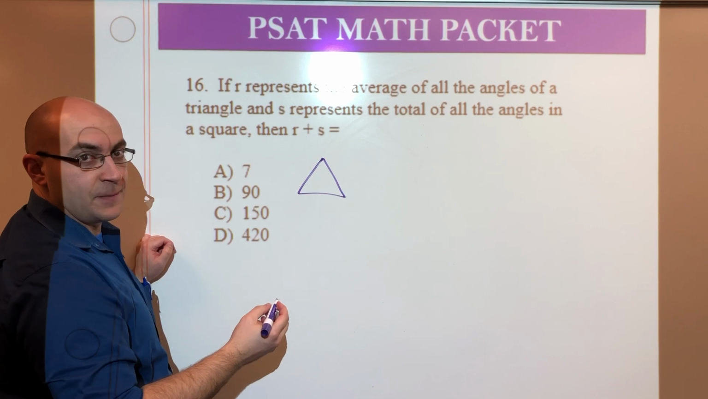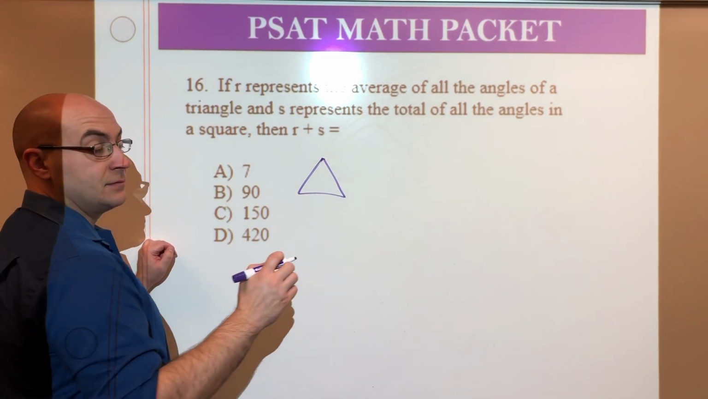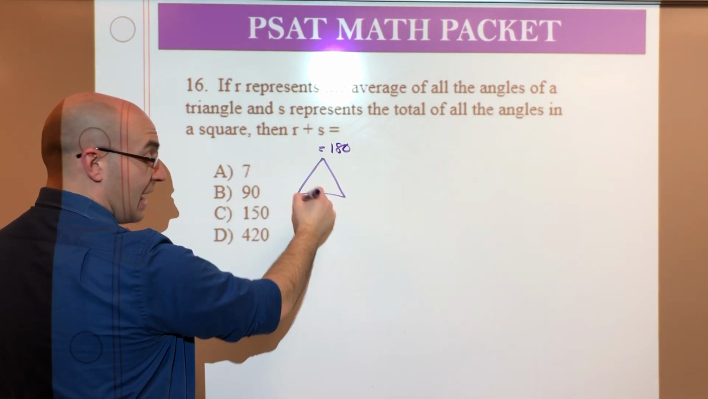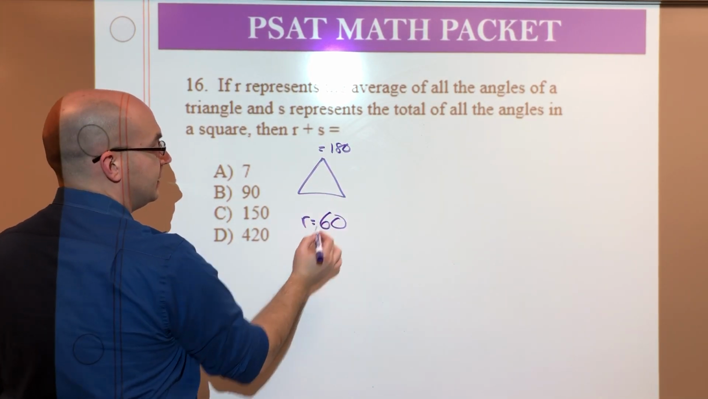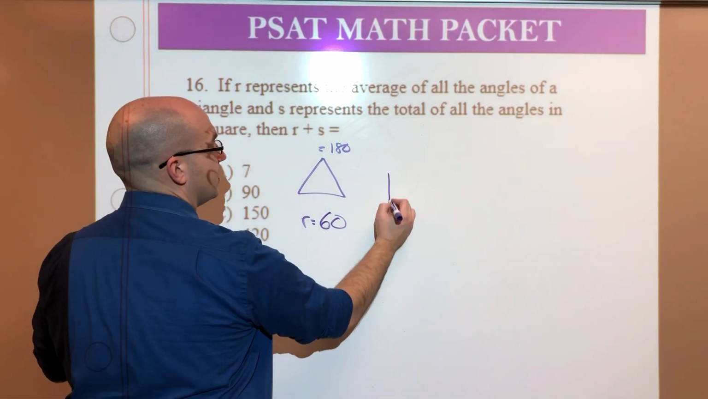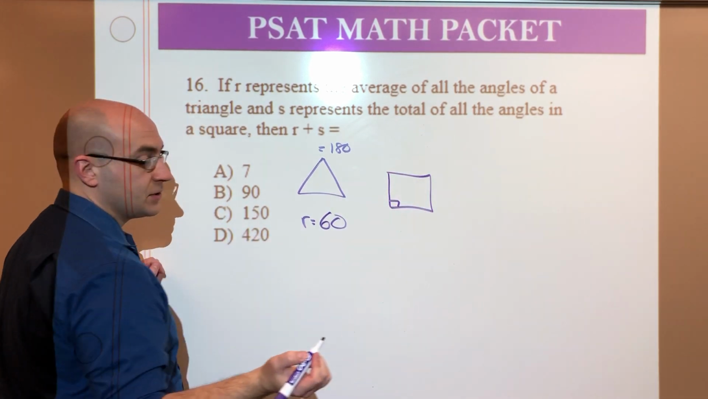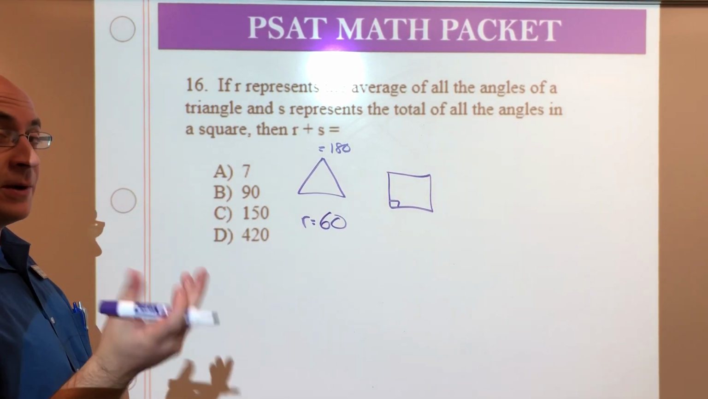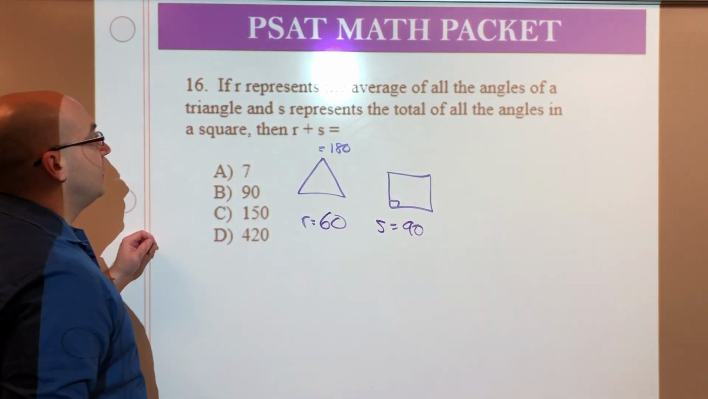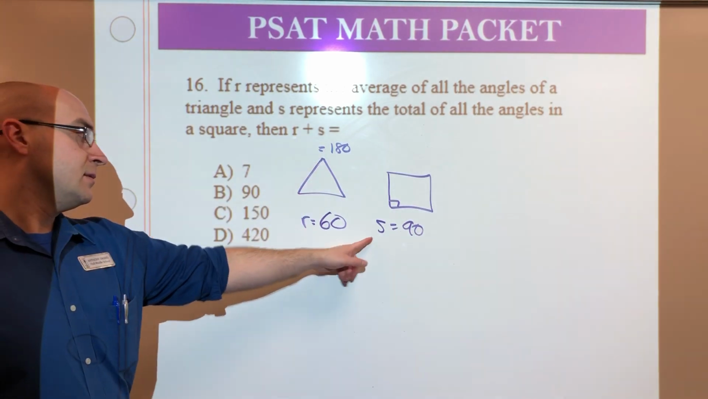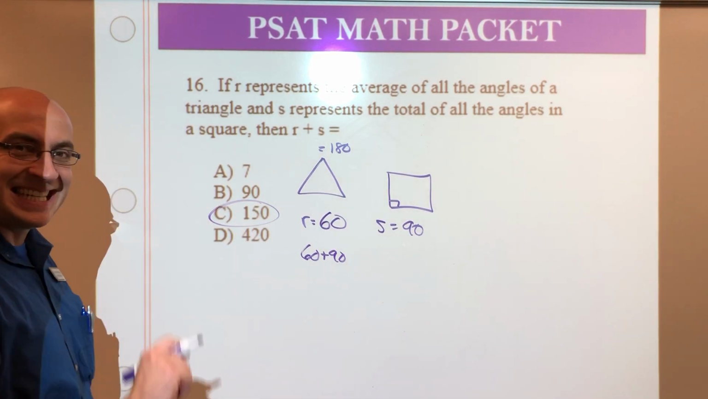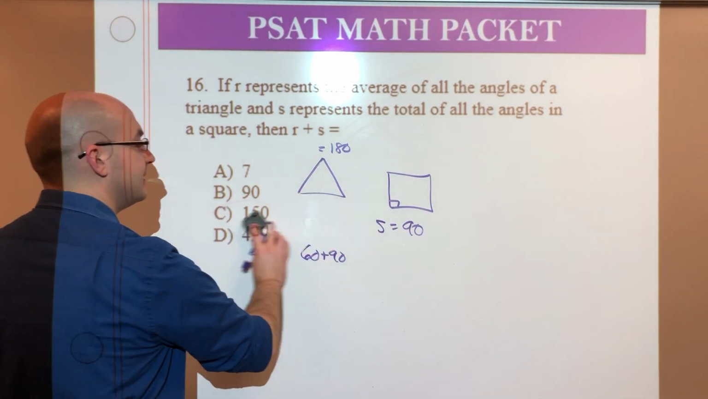So if R represents the average of all the angles of a triangle, well, how many? There's 3 angles of a triangle, and the average of them is 60 degrees each, because all 3 angles equal 180. The average of them is 60, and that's R. S is the same thing, but we're talking about the average of all the angles of a square. If I have a square, all the right angles are in a square, so there's 4 of them. So that's 360 total degrees, but the average is still 90. Then R plus S is 60 plus 90, which will give me 150. C. See? Told you. I didn't actually tell you anything.